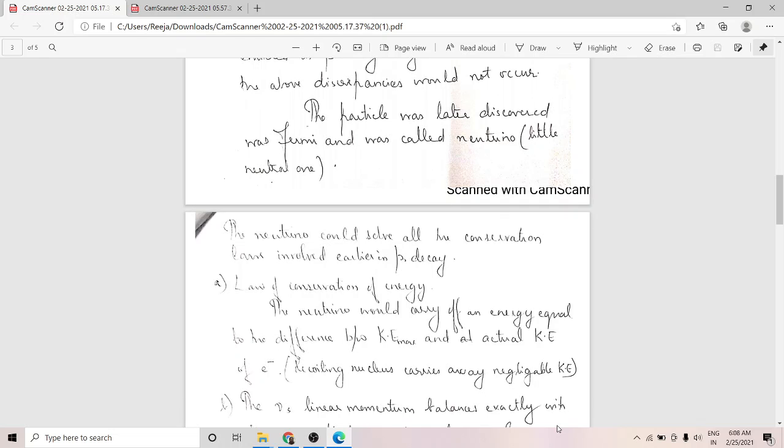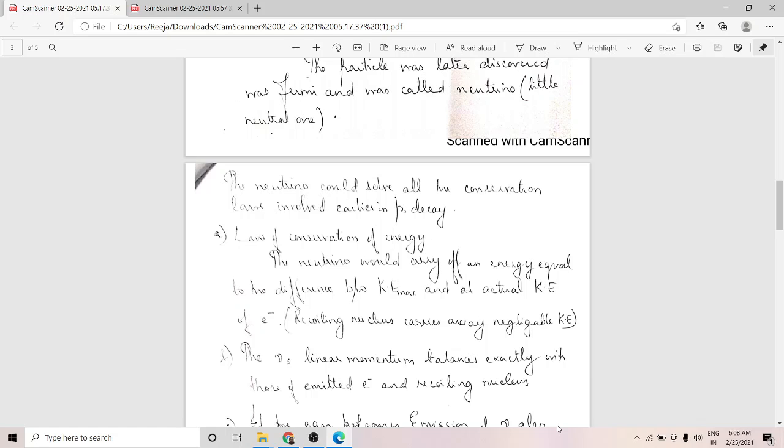Then how did the discovery of neutrino solve all the discrepancies related to the conservation laws?